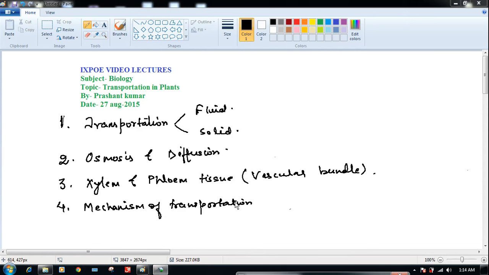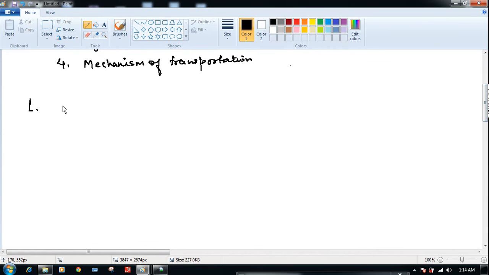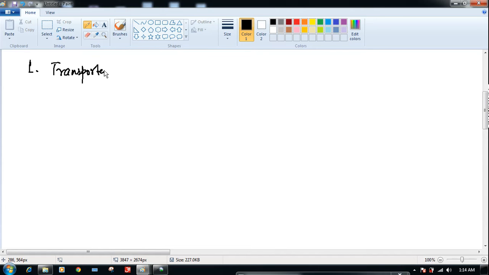Okay, so let's start with transportation, the first part of the topic. Actually, transportation is required to a cell. If the cell is communicating with environment, communicating in the sense of taking food from the soil, taking nutrient from the soil, taking water from the soil. Here we are discussing about plant, so I will take all things in the context of plant.